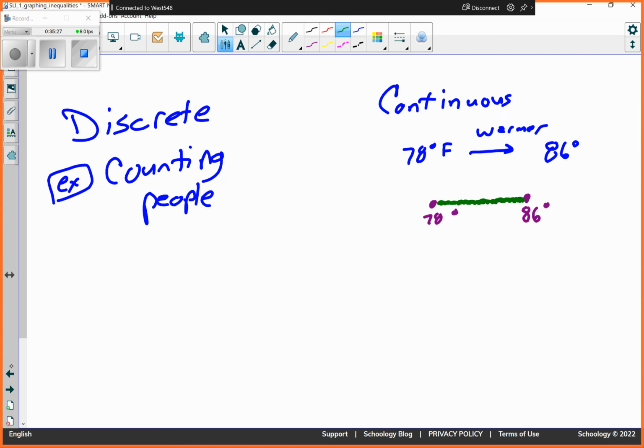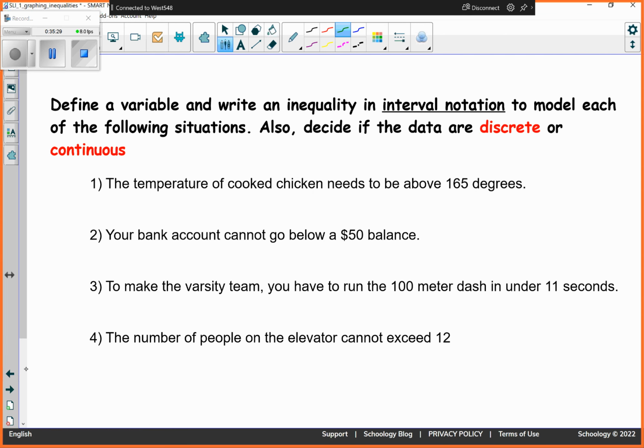Now let's go back to here. All right. We want to define the variable, write an inequality in interval notation to model each of the following situations. Decide if the data is discrete or continuous. Okay, so I just said temperature. I said the word temperature. What do you think word temperature is? Is it discrete or continuous? Continuous. So this is continuous data.